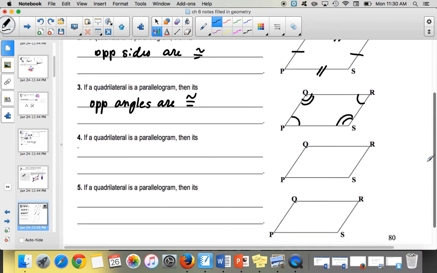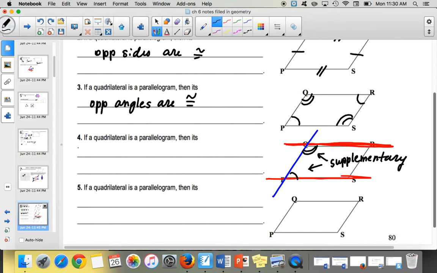I didn't talk about one of these, but imagine I had a parallelogram, this side and this side are parallel to each other. This is a transversal. What do we think about this angle and this angle? They're not alternate interior, they're consecutive interior angles or same side interior angles. And what do we say about same side interiors? They add up to be what? They're supplementary. So if a quadrilateral is a parallelogram, then its consecutive angles are supplementary.